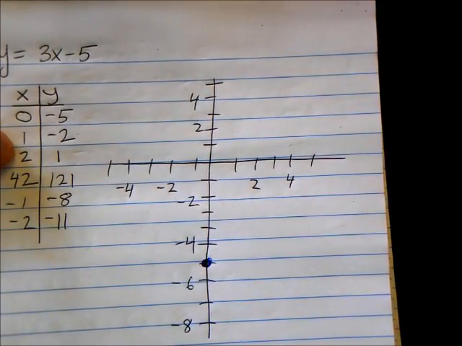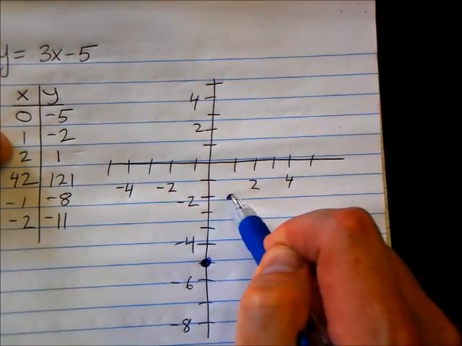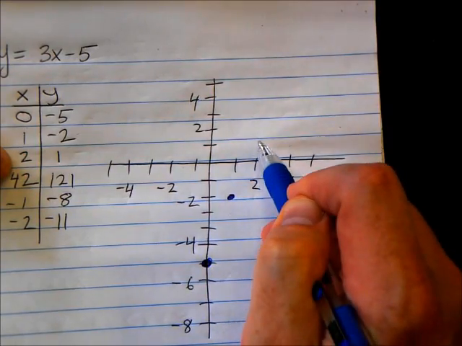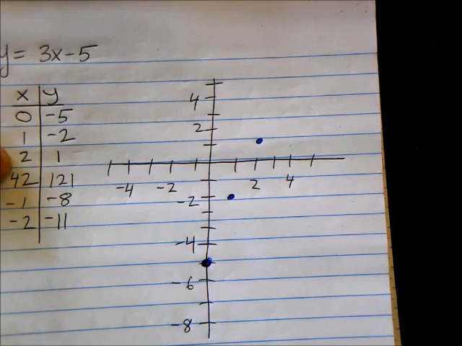1, -2. Where's 1, -2? So I start here, I go 1 over and 2 down. 2, 1. I go back to my origin, 2 over, 1 up. And at this point, so far, I'm pretty sure I have not made a mistake.